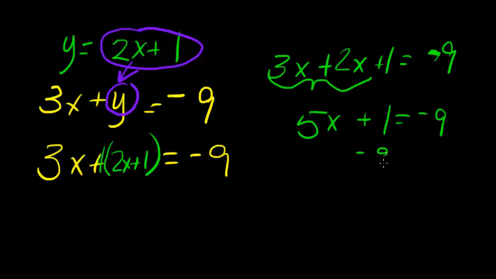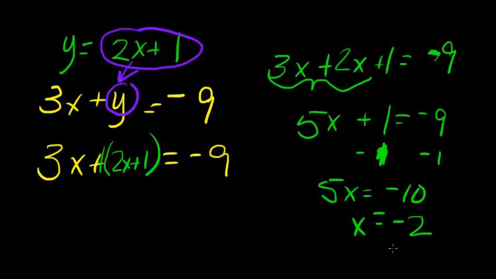So I'm going to subtract 1, oopsie, sorry about that. I'm going to subtract 1 from both sides, and I get 5x equals -10. Keep an eye, -9 minus 1 is -10. You've got to watch those signs. I divide both sides by 5, and I get x equals -2.